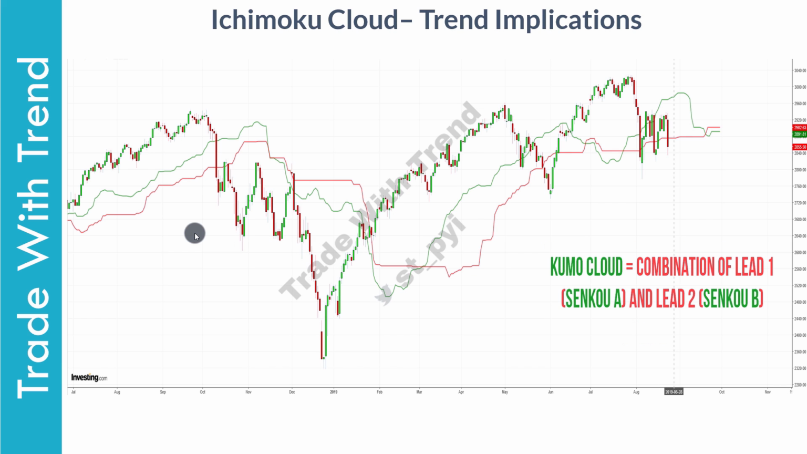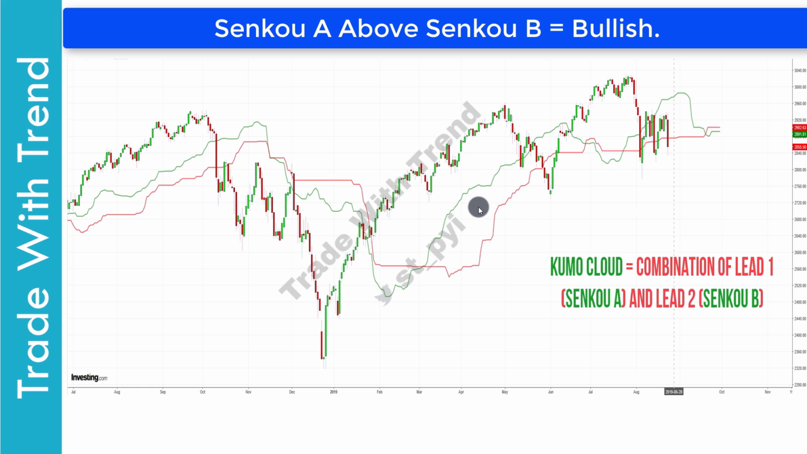Now that we have understood Senkou A and Senkou B, let us now understand trend implications for the same. Since Senkou A is faster than Senkou B, whenever Senkou A is above Senkou B, it is considered as bullish. On the flip side, whenever Senkou A is below Senkou B, it is considered as bearish.